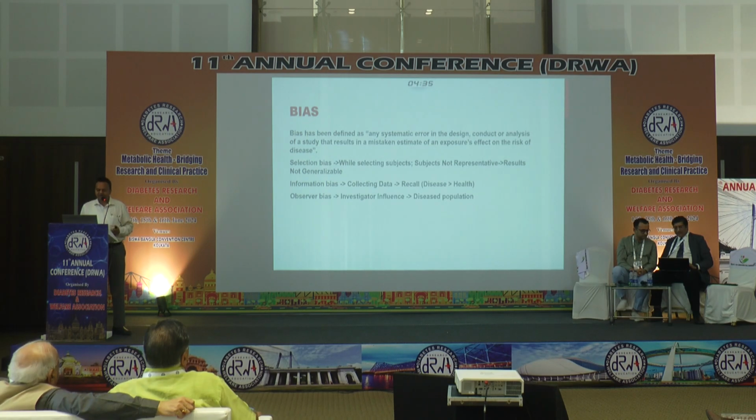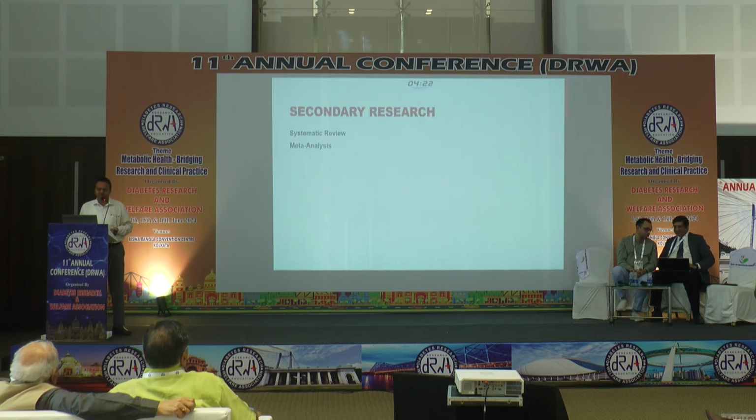Bias is defined as any systematic error in the design, conduct, or analysis of a study that results in a mistaken estimate of exposure's effect on the risk of the disease. So there can be selection bias, there can be information bias, there can be an observer bias.